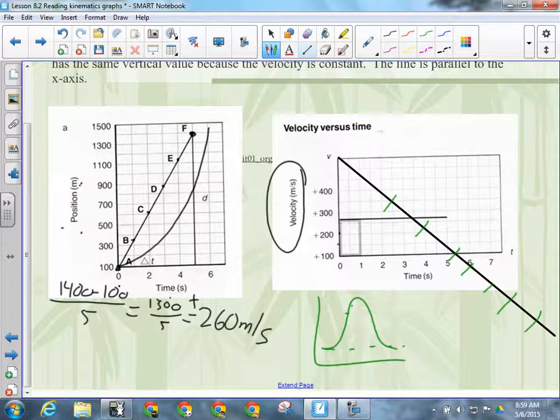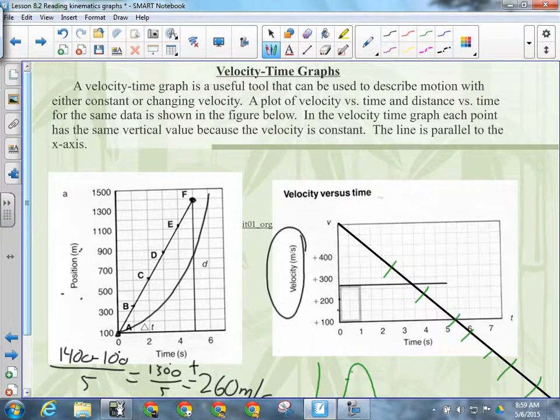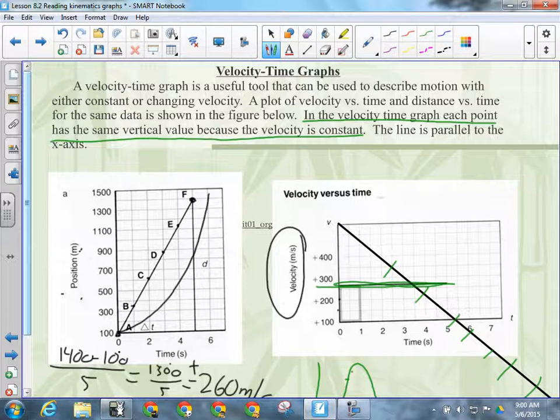So we can show the same thing on two different graphs. The thing we have to realize is they're going to look different, even though they're saying the same thing, because they're measuring it differently. So a plot of velocity versus time and distance versus time obviously look a little different. On a velocity versus time graph, each point has the same vertical value because the velocity is constant. In other words, on this graph here, the flat line, we're traveling at a constant speed, because everything has the same vertical value.